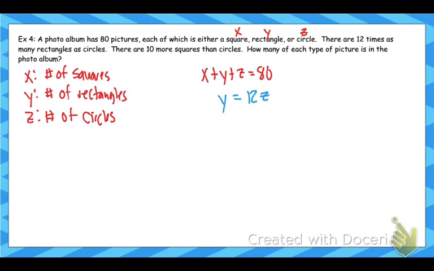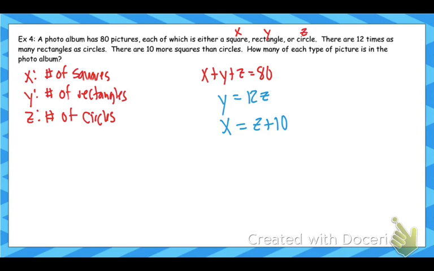Then the last one, there are 10 more squares than circles. So in order to get squares, we have to take the number of circles and add 10. I keep going back to the letters, that's what I originally do, but my S's tend to look like 5, so I've switched them to x and y.